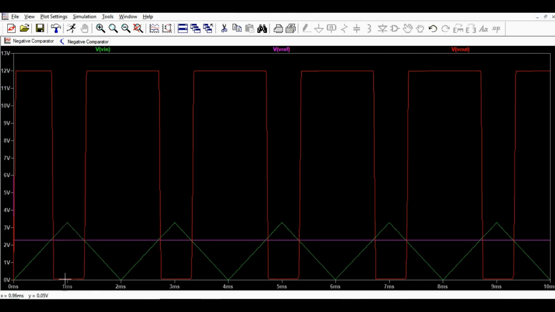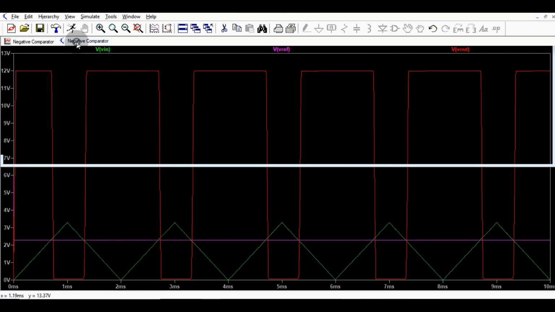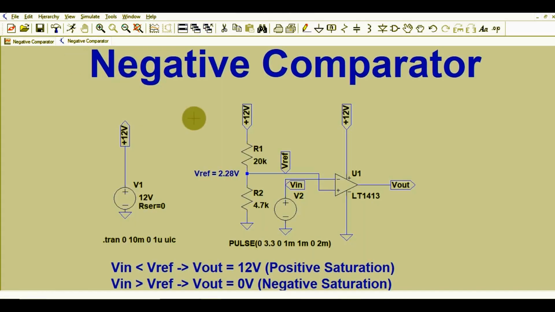Your output is 0. Then again your input signal is low. You can see your input signal is less than your V reference from here to here and here to here. For that particular time period, again your output is high. Alright, so this is the working of the negative op-amp comparator.